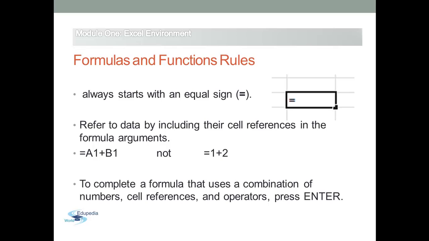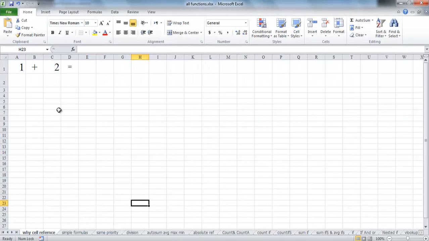Finally, when you have finished your formula, click enter from the keyboard or from the formula bar to tell Excel that you have finished and you are ready to calculate it. Here we have a value of 1 in cell A1 and 2 in C1, and we want to make addition and the result to be shown in E1. We must type the equal sign at the beginning of our formula, then manually type 1 plus 2, then press enter.